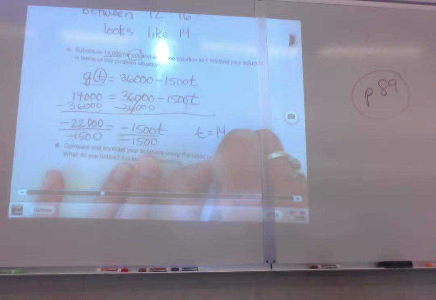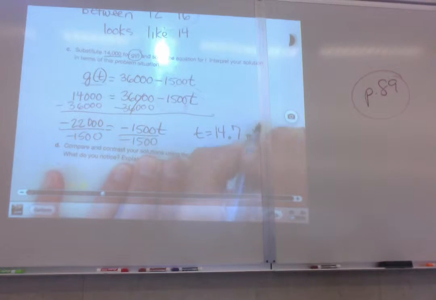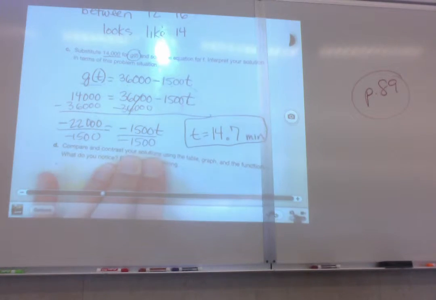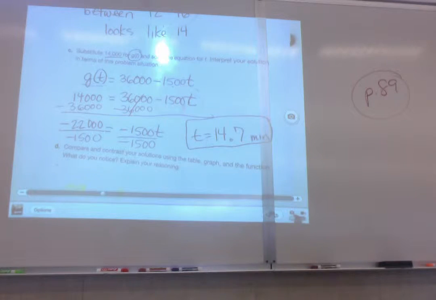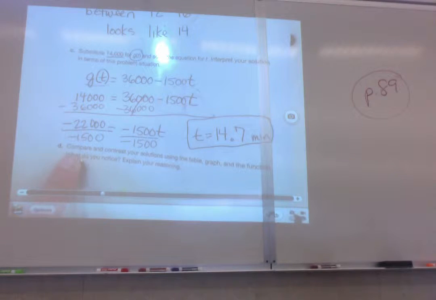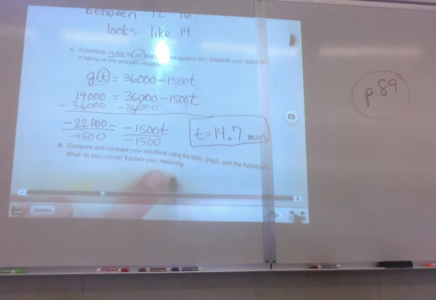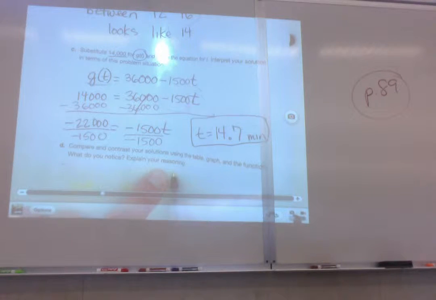What did we get for t? 14.66666. We'll call that 14.7 minutes, and we had figured that out, that it was going to be around 14. Okay, then you were going to compare and contrast. What do you notice? And explain. Okay, Kenya, what did you notice? We're looking at D. What did you write down for D?